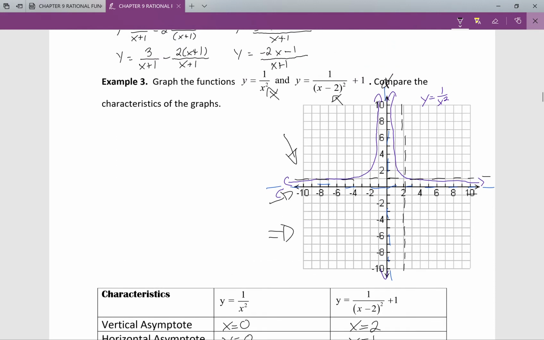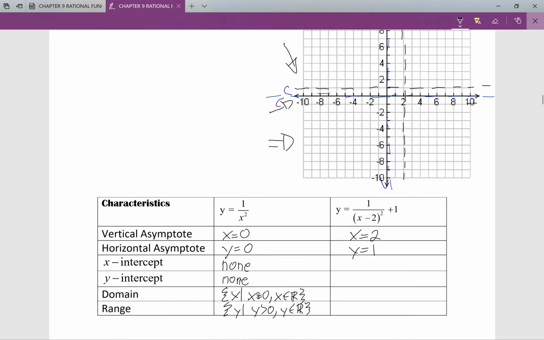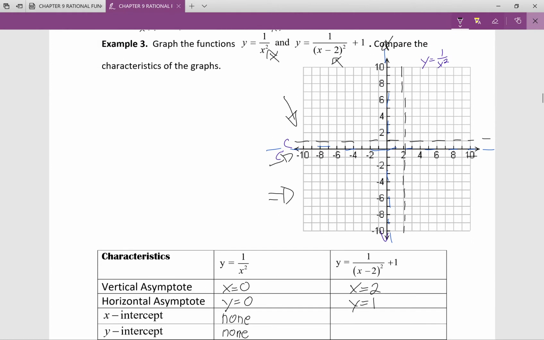Now, just to remove some of the clutter from this graph, I'm going to erase that y equals 1 over x squared graph that I had in there, so it's a bit more clear what's going on here. My characteristics, my x-intercept and my y-intercept. Well, if we look up at this graph, we'll notice that there's no x-intercept because I've just shifted that original graph upwards. Originally there was no x-intercept, so if I shift it upwards, there's still not going to be one.